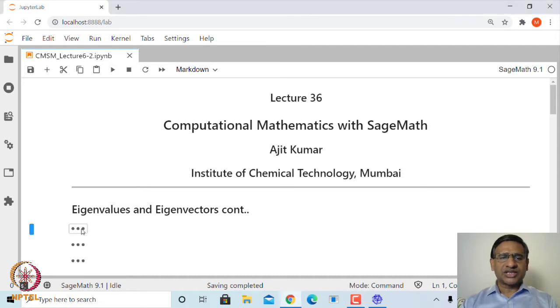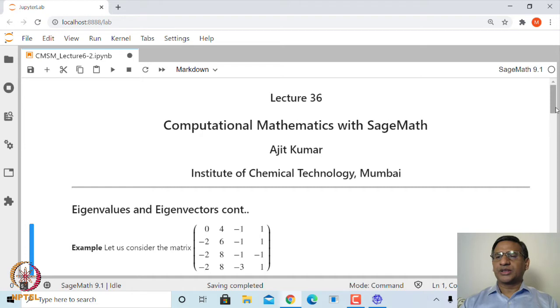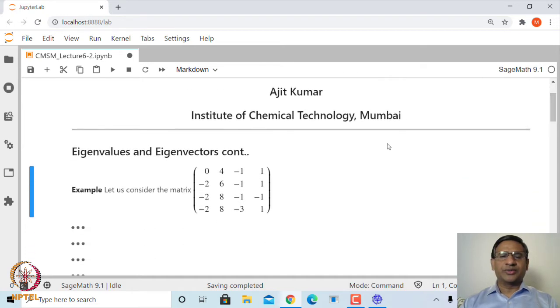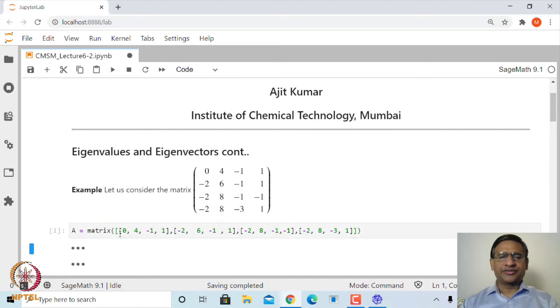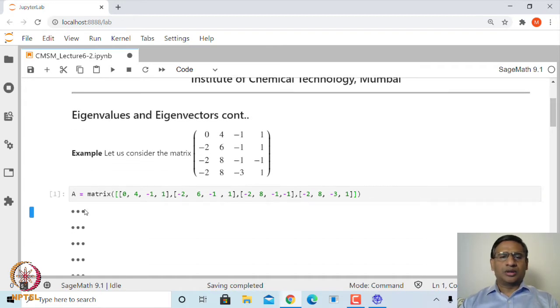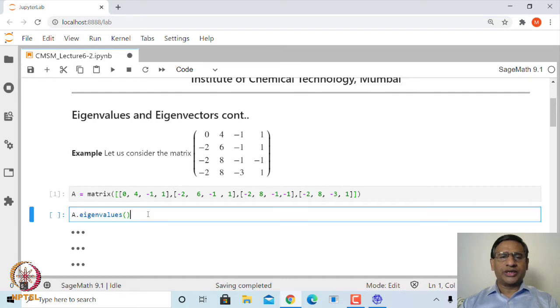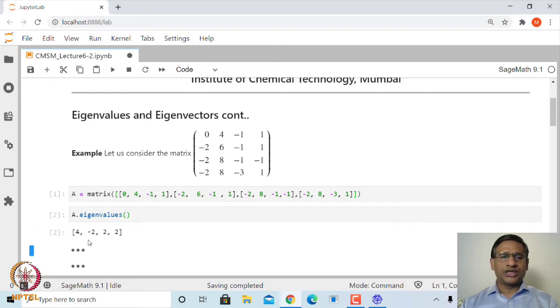So, let us start with an example. Suppose you are given a matrix A, which is a 4 by 4 matrix. Let us declare this in Sage Math. Next, let us find out what are the eigenvalues of A. So, you can see here the eigenvalues of A are 4, minus 2, 2 and 2.